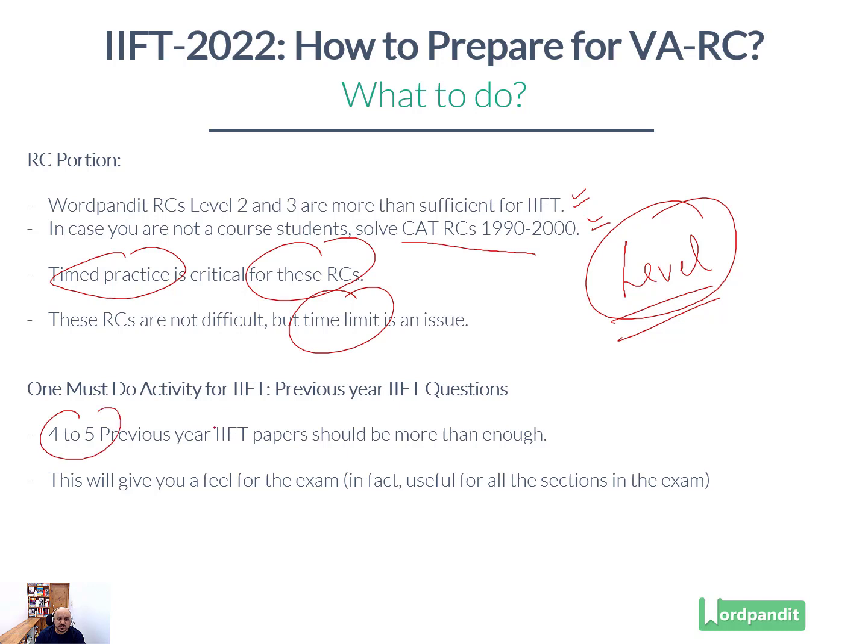Previous year IIFT questions, solve 4 to 5 previous year IIFT papers. You should do that. If not anything else, it gives you a feel of the examination. The feel of the examination is very similar every year. So if you solve the last 4 to 5 papers, you'll be in a good position to handle IIFT questions. You'll be in a good mental space to solve this particular exam, you'll be ready for the challenge of the exam. So that's something that you've got to do.